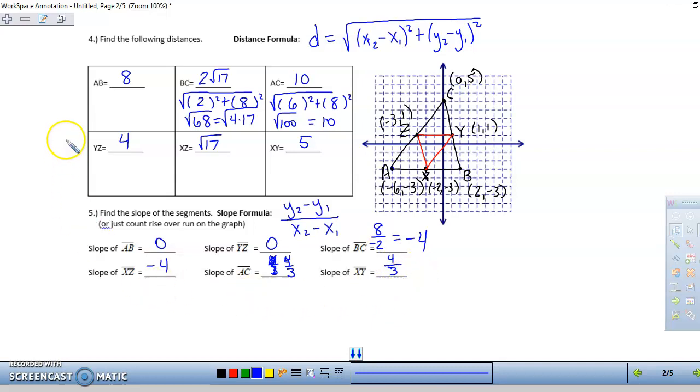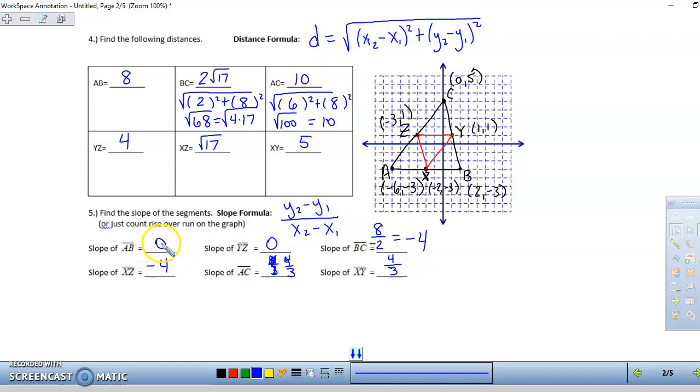Now, what we did all of this for is there's a relationship between midsegments and the side that they are not connected to or intersecting. So if you look here, AB is 8. Its corresponding midsegment is a length of 4. Here we have 2 root 17, and then that's root 17. Here we have 10, that is just 5. So you'll notice that the midsegment is half the length of the side it's not connected to.